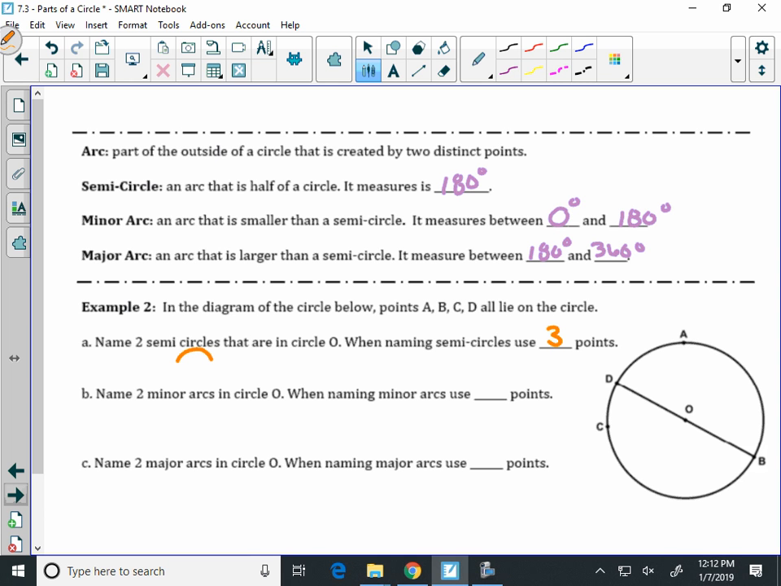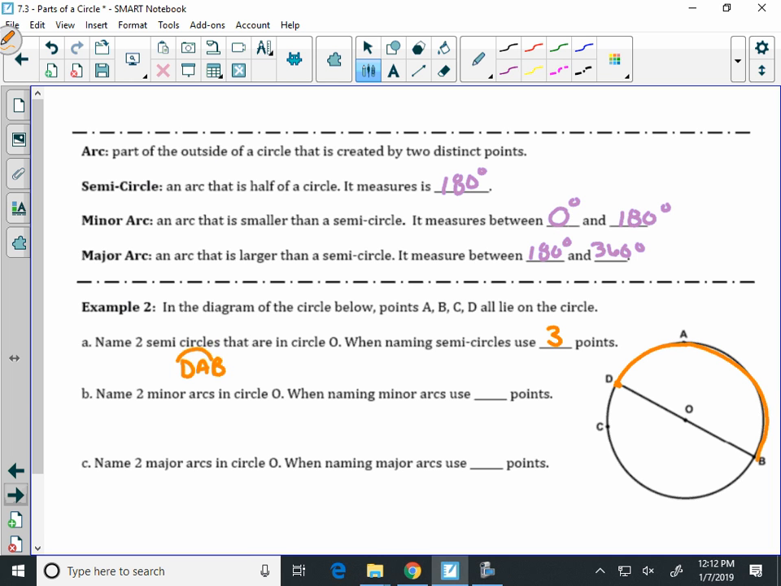Because it's half of a circle, I start at the end point of one of my diameters. I'm going to start at D, because I have to name 3 points. I'm then going to name a point next to it. So I'm going to go this way. I'm going to say A. And then I'm going to go to the other end point of my diameter. So there's my arc. That is a semicircle. So who can give me another semicircle?